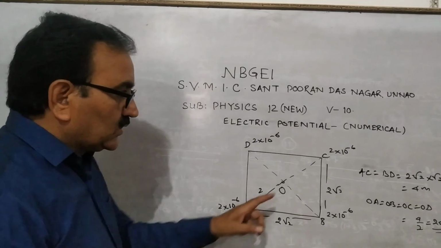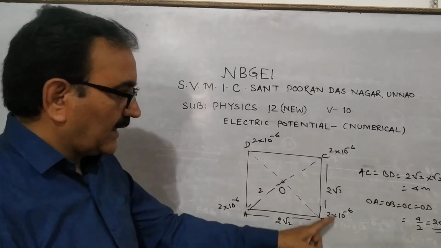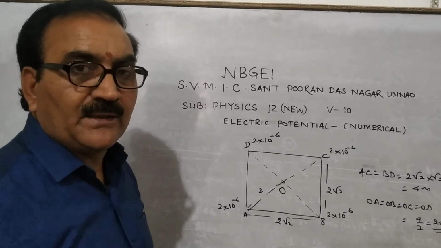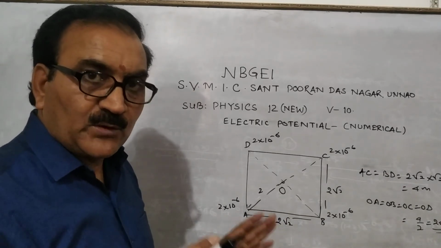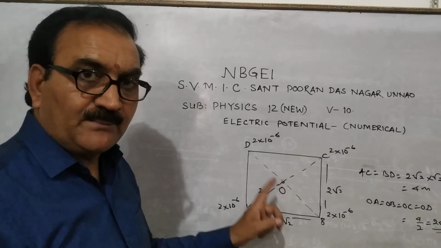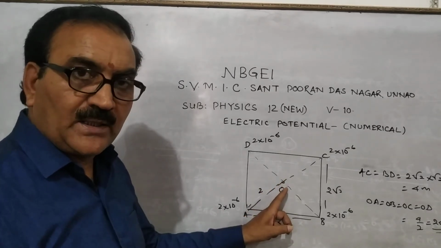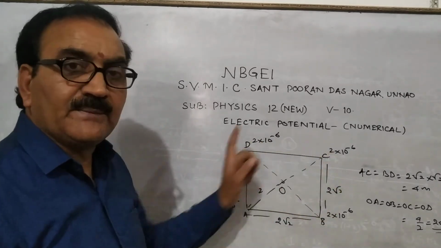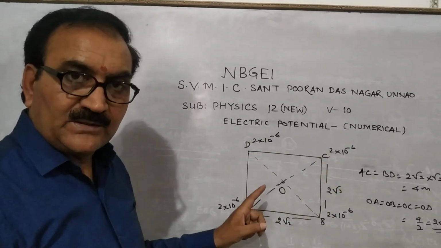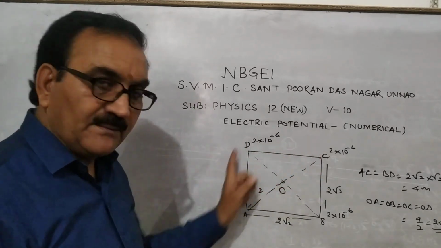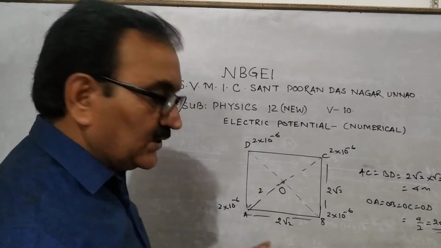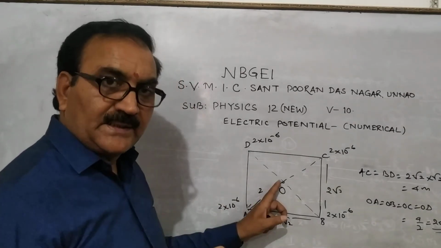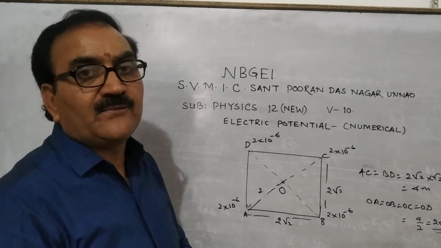So here since each charge has same magnitude, it is not necessary to calculate one by one. You calculate potential due to one charge. एक चार्ज के द्वारा जो पोटेंशियल यहाँ डेवलप हो रहा है, you calculate it, and each charge has same nature, that means positive and same magnitude. So very easily you calculate potential due to one charge at the center and then multiply it by 4.